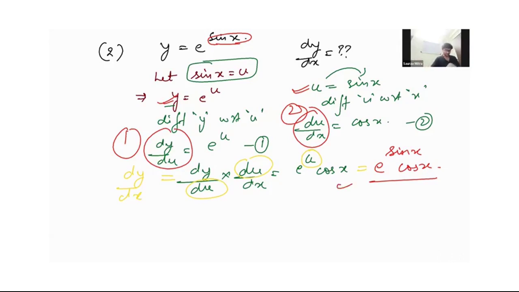Now after this we will discuss some questions on logarithm differentiation. So let us see what is differentiation for log functions, and how to deal with differentiation of log functions.